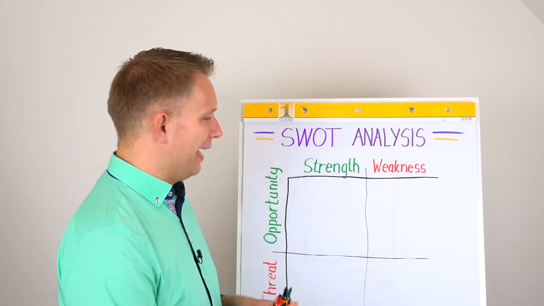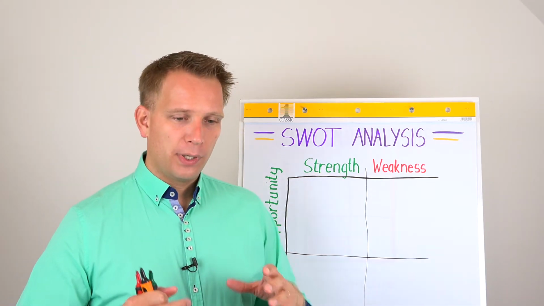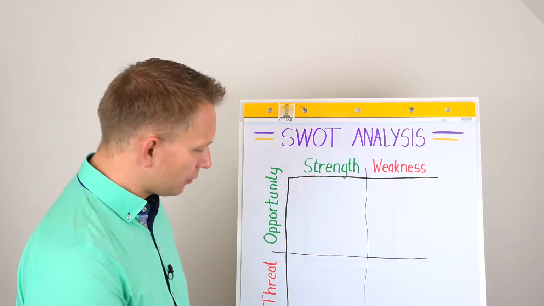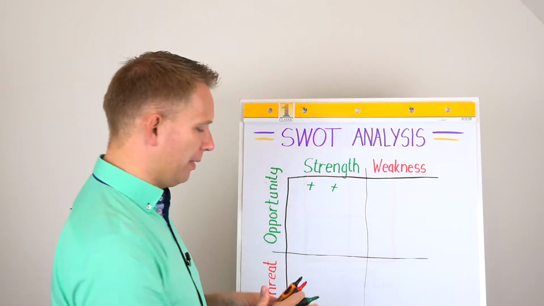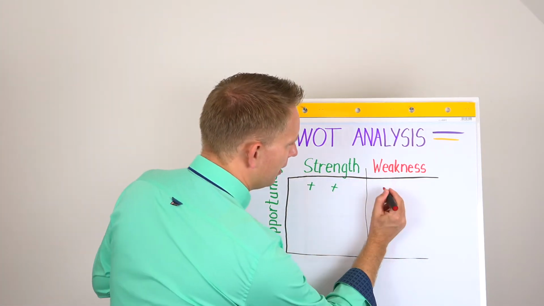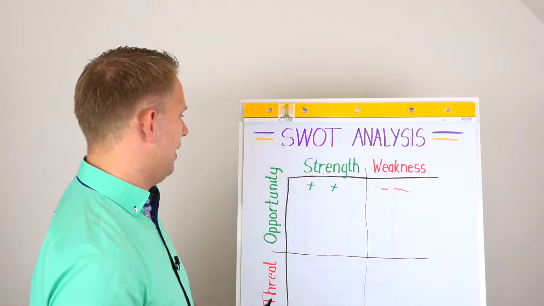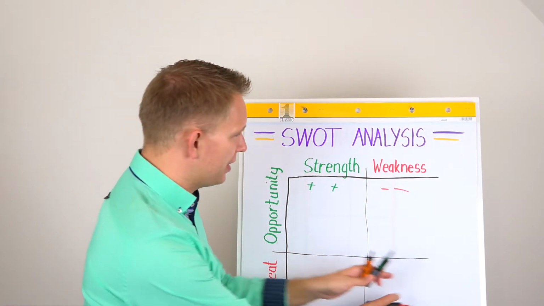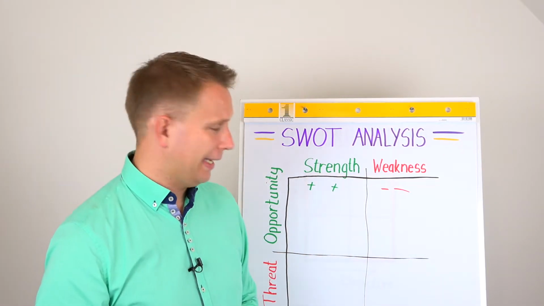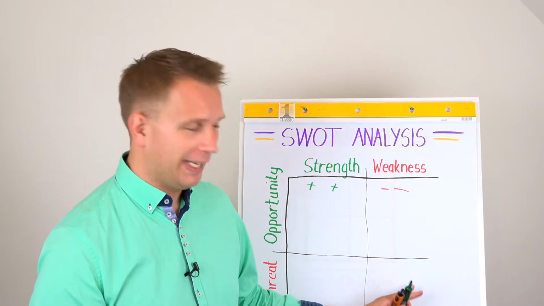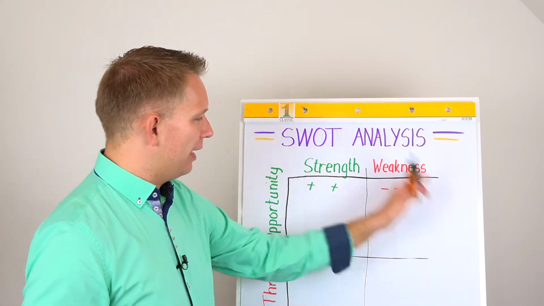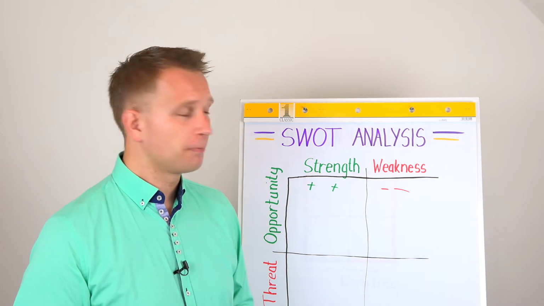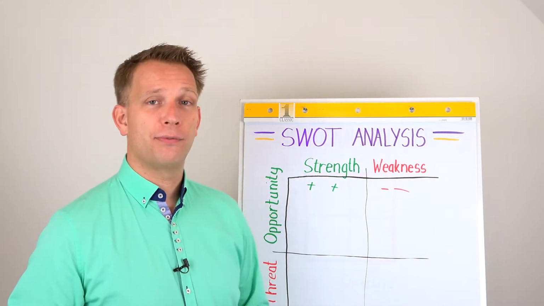What too often I see is people filling in nice strengths, then a number of weaknesses, and then a number of opportunities and threats. On purpose, I'm not filling them in here because I want to use that room for something else. And then you have an overview of your strengths, weaknesses, opportunities, and threats.